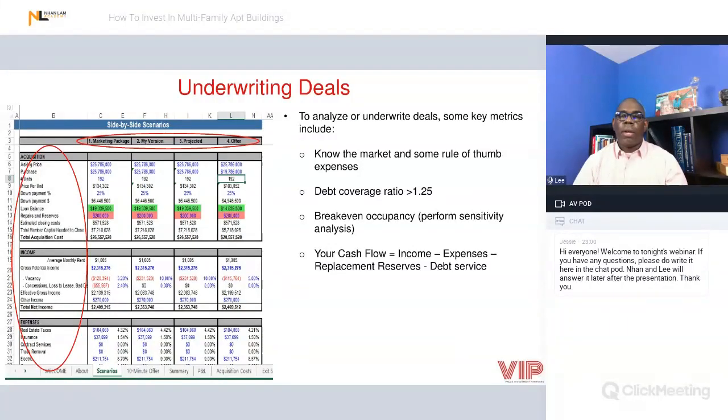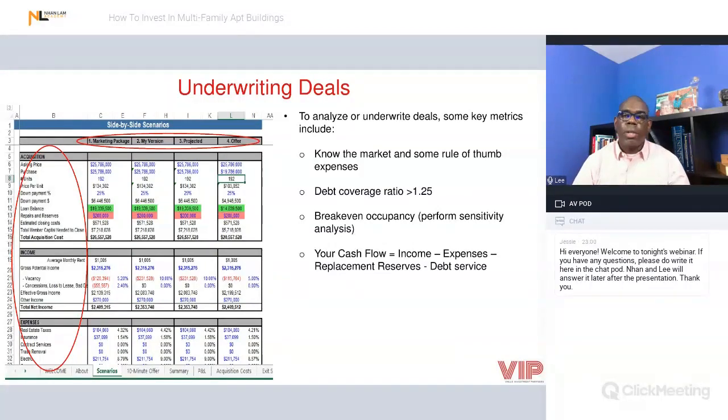One of the things I like the most about the Michael Blank Syndicated Deal Analyzer is that, similar to what Nhan has with his rehab calculator, it goes from red to yellow to green.